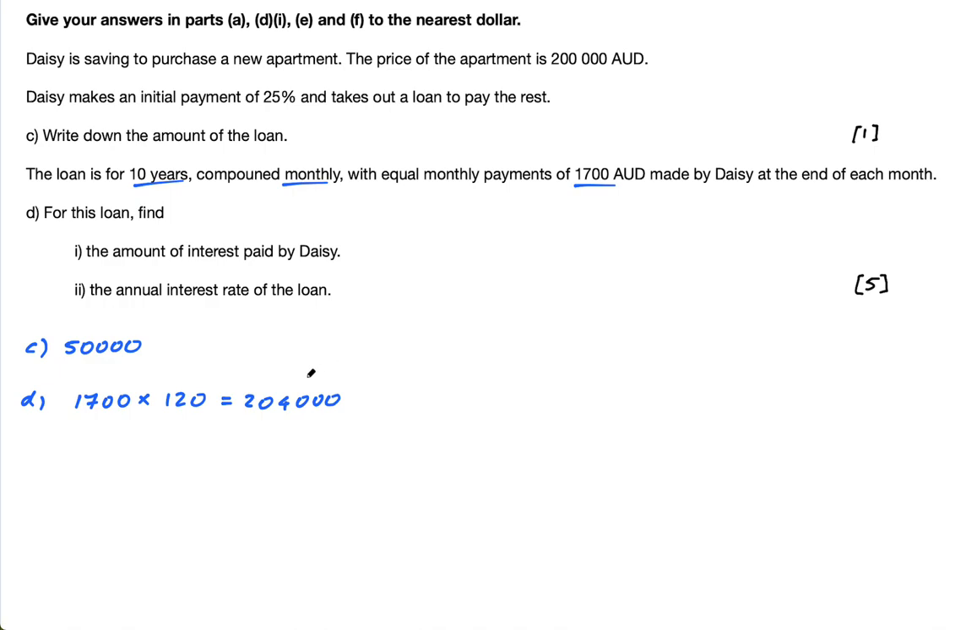But don't think, oh, that's quite a good deal. She's only paying $4,000 interest, because that's not a lot of interest. Remember, she's already paid 50,000. So actually, this is what she's paid for the loan, which is the 150,000. So she's actually paid quite a lot of interest. We have to do our 204,000 minus 150,000, which is $54,000. This is the total interest. So let's just write that down.